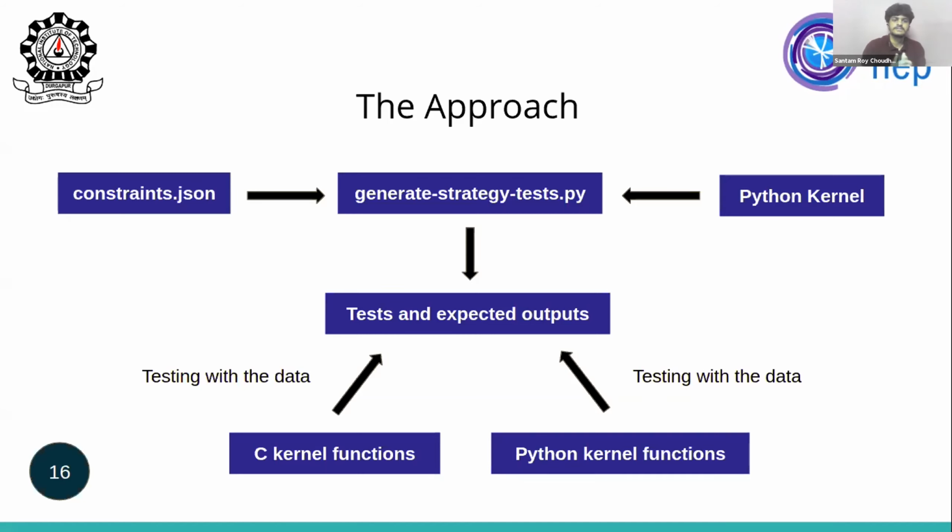We have a constraint.json file that stores all the argument strategies, and we have a script called generate-strategy-test.py. It takes in these strategies as an input and then passes them to the Python kernel, and then we hard-code the input and the output. After that, we're going to run the C test and the Python test, and in that way we can indirectly check whether the C kernel and the Python kernel are both giving the same result.